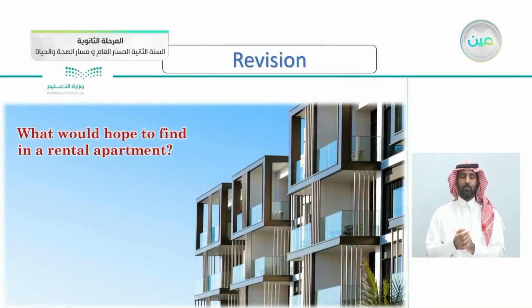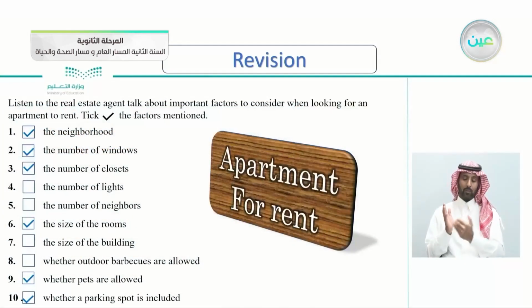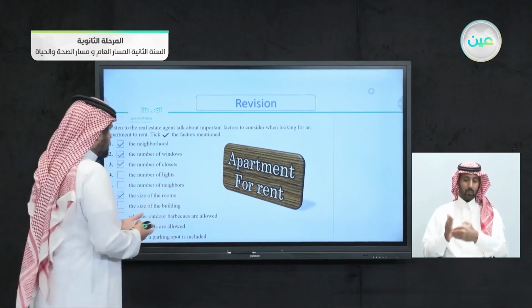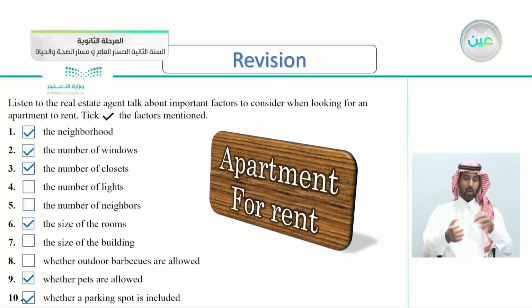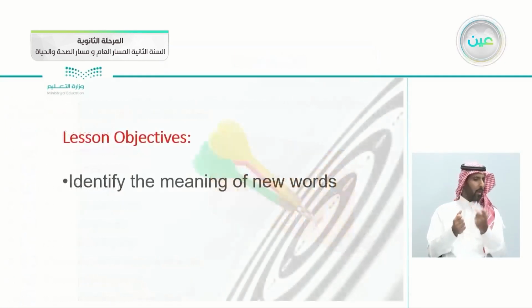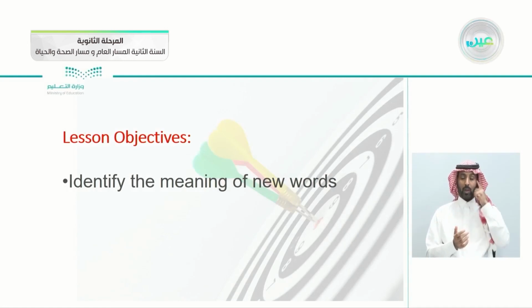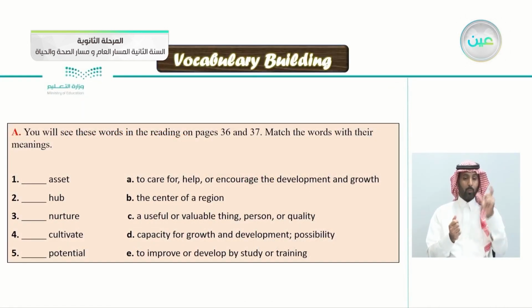Of course, we took previously what we would hope to find in a rental apartment in the listening. And if you remember, we checked the apartment for rent. What do you hope to find when you want to rent an apartment? The facilities, the neighbors, the number of windows, the number of closets, and so on. So moving to today's lesson, today's objectives: identify the meaning of new words, the vocabulary building here. You will see these words in the reading on page 36 and 37.